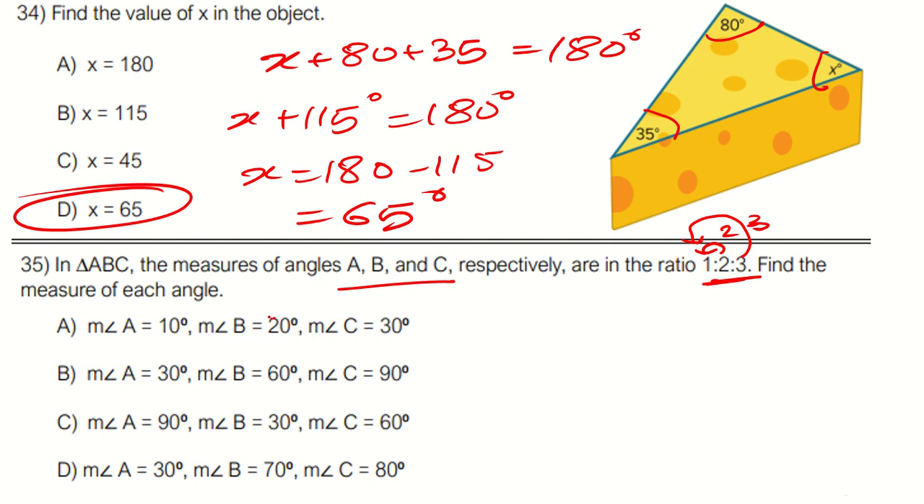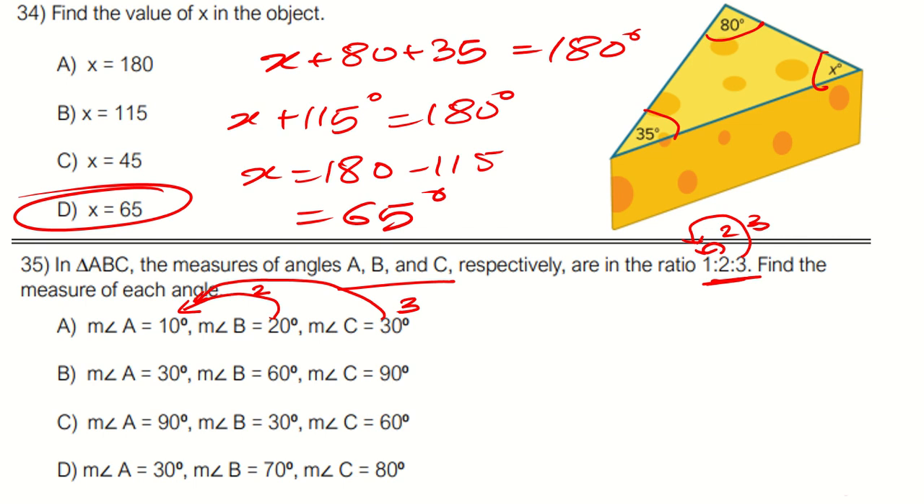So let's check. 20 divided by 10 is 2. This is okay. 30 divided by 10, it is 3. It is correct. It seems to be correct, yes or no? But this answer is wrong. Why? Because A, B, C are the angles of the triangle, and if you add all the angles, what should be the answer? 180 degrees. So here you will understand two things: their ratio should be 1, 2, 3, and if you add all angles, the answer should be 180 degrees.